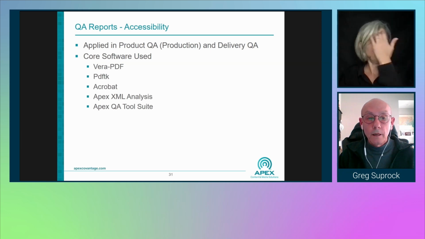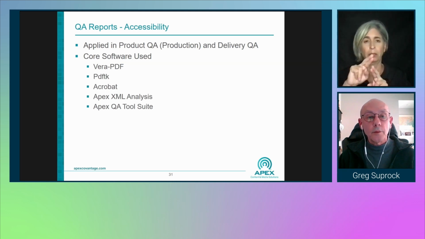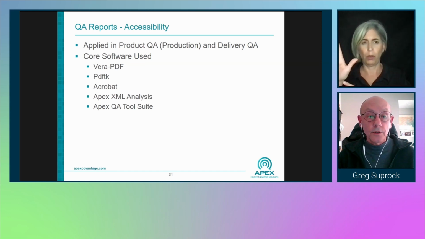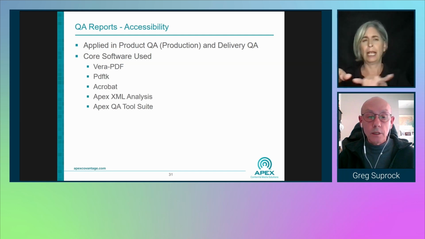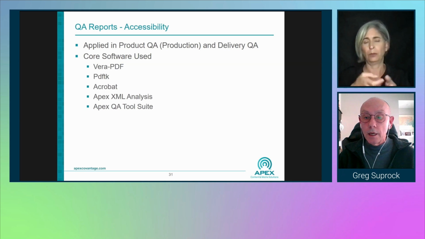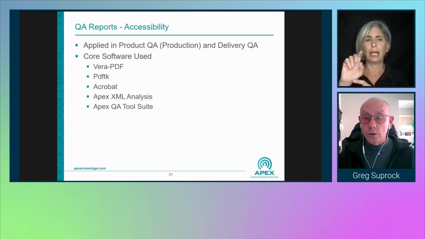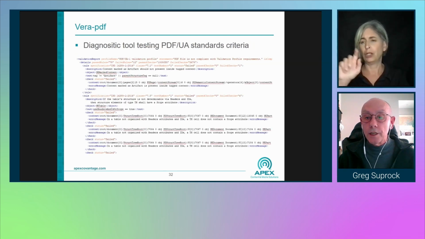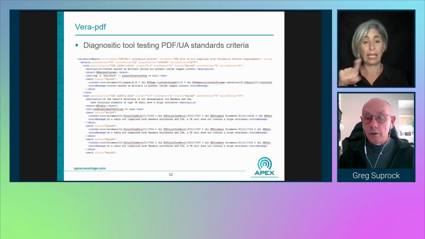The core software that we are using in our QA reports for output purposes are Vera PDF. We use PDFTK as one of the tools, and I'll show you why that's a very good tool to use. We sometimes use the standard Acrobat outputs because customers specifically request that as an item to meet. We use our own Apex XML analysis tools, and we use other QA tools that we are daisy chaining a series of tests together for.